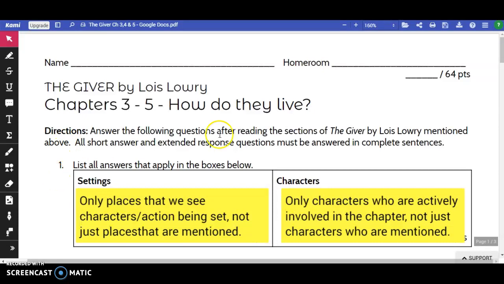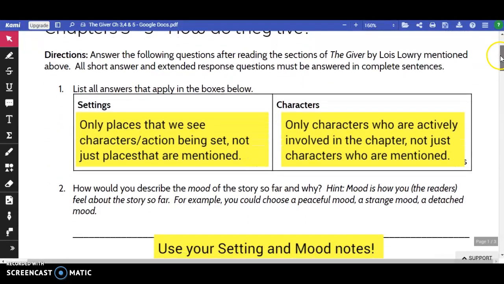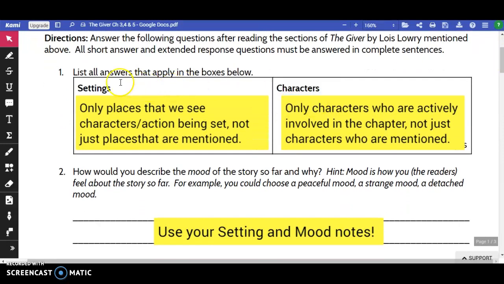For question 1, it says to list all answers that apply in the boxes below. You need to list all of the settings and the characters. For settings, you want to make sure that you're only recording places that we see characters or action being set in these chapters, not just places that are mentioned.